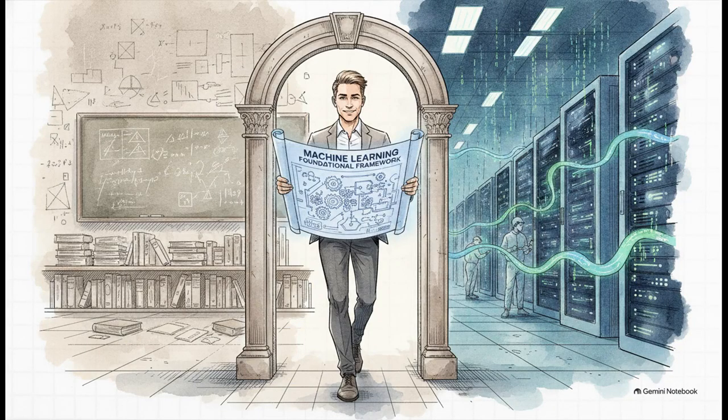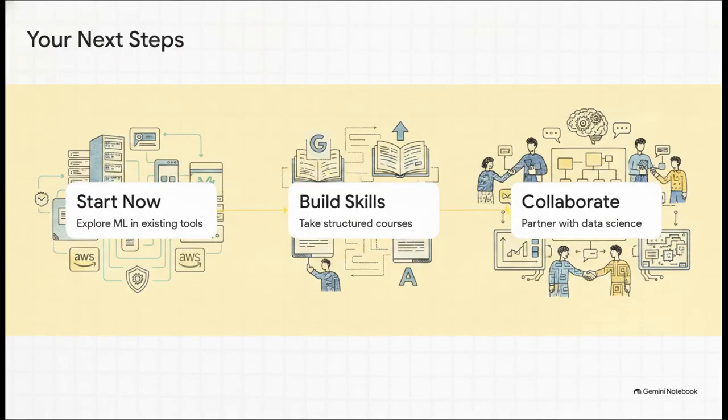So, you now possess a foundational framework that, frankly, most traditional IT professionals simply do not have yet. The big question is, what are you going to do with it? Let's talk about your next action steps. Step 1 is pretty straightforward. Start right in your existing stack. You do not need to go build a custom model tomorrow. Go look at the tools you're already using right now, things like Dynatrace, Splunk, Datadog. Most of these already have machine learning running under the hood for things like anomaly detection. Go turn those features on, observe them, and see how they apply the exact concepts we've been discussing.